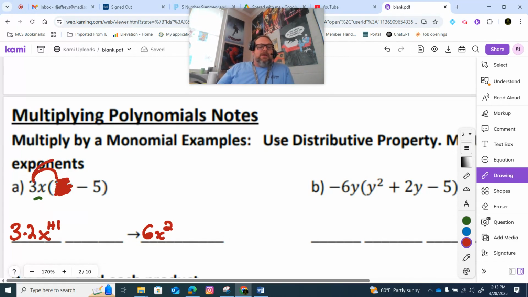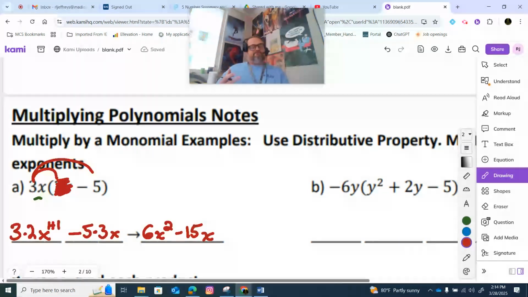Okay, so this looks like a -5 times a 3, and then the x. So this one looks a little bit easier, where this one doesn't have an x. So what is -5 times 3? Exactly, -15, and then an x, and that is it.